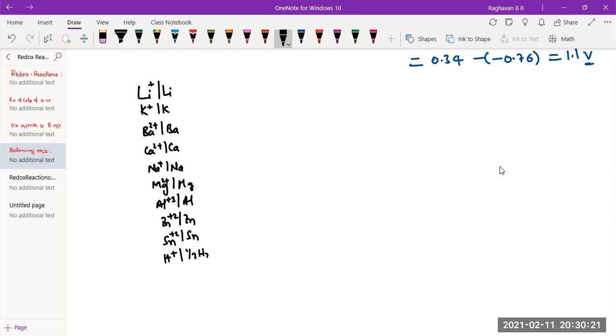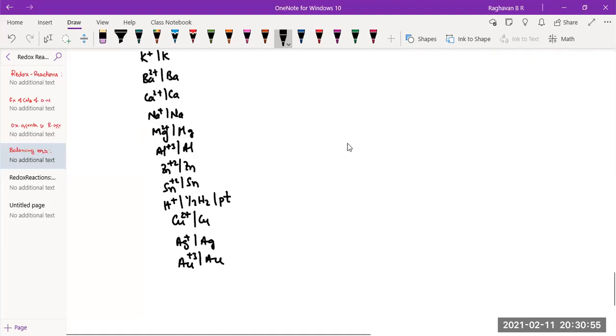Then comes hydrogen electrode, the standard hydrogen electrode, SHE. Then comes Cu2 plus. Then comes silver. I'm writing only a few elements. There are many elements in between. You have to remember everything. And the series ends with fluorine. When you write fluorine, it is half F2 bar F minus.